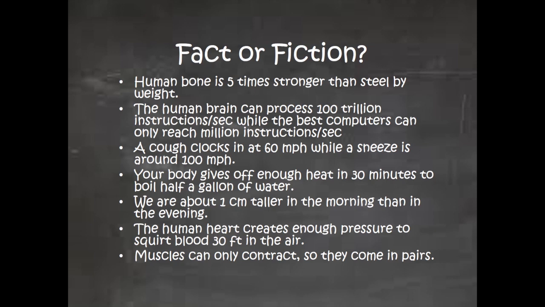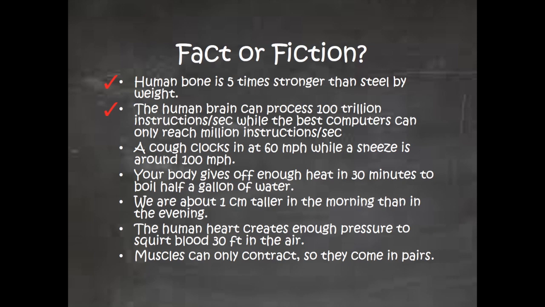Human bone is 5 times stronger than steel by weight. True or false? This is true. When comparing steel and bone strength by weight ratio, bone is stronger. Next, the human brain can process 100 trillion instructions per second, while the best computers can only reach millions of instructions per second. True or false? This is also true. The human brain is far more robust than even the best computers that are available.